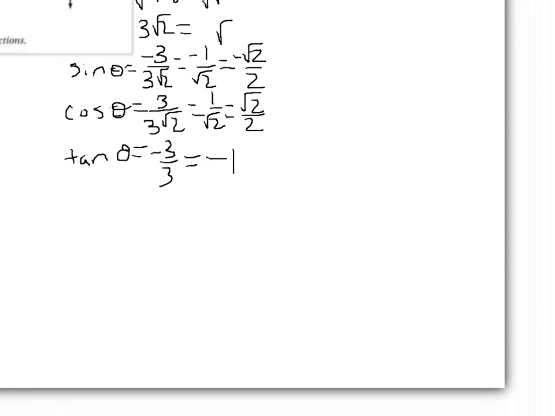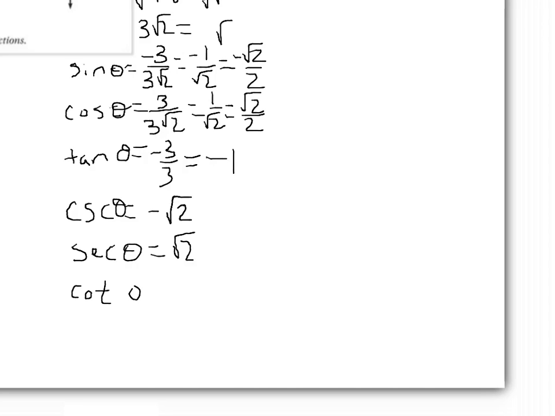Now we don't even need the picture anymore, because now what we need is cosecant. Negative square root 2, because it's the reciprocal of this. Secant. The reciprocal of 1 over the square root of 2, square root of 2. Cotangent. Reciprocal of negative 1, negative 1. Okay? So let's try the next one here.